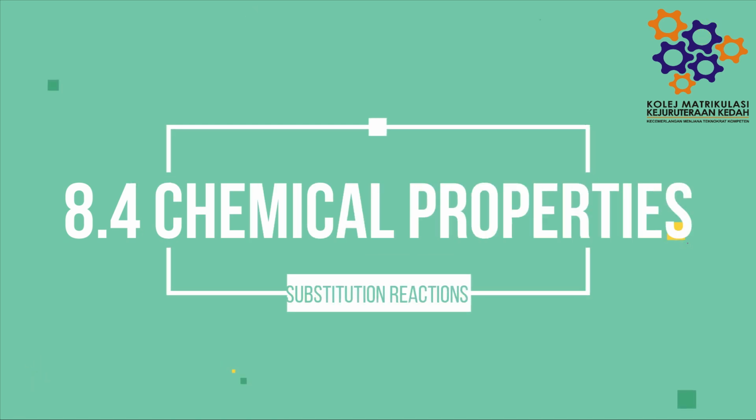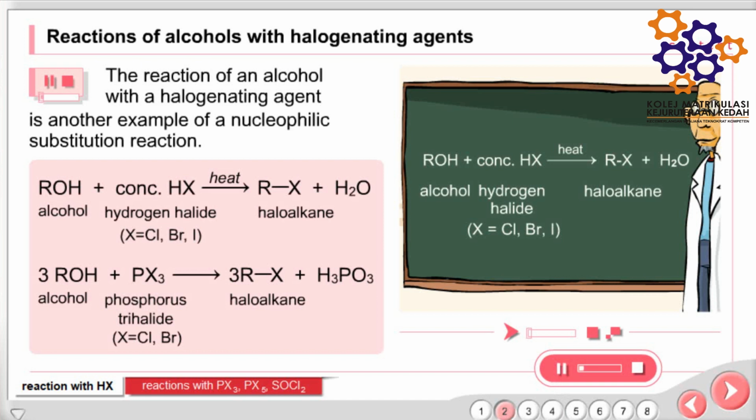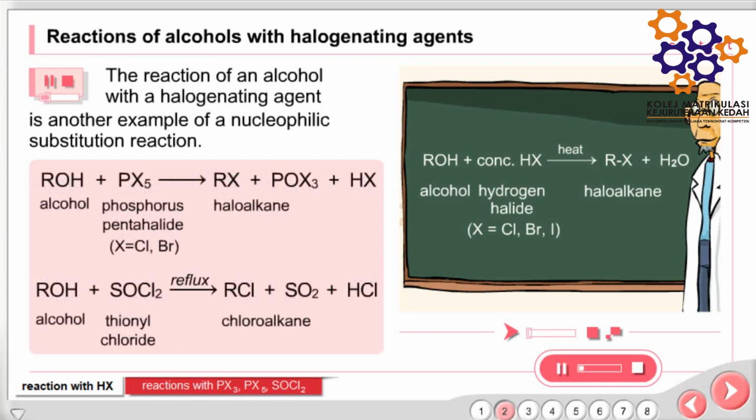There are several common halogenating agents, which convert primary, secondary, and tertiary alcohols into the corresponding haloalkanes. The reaction of an alcohol with a halogenating agent is another example of a nucleophilic substitution reaction. It can be compared to the substitution reactions of haloalkanes.